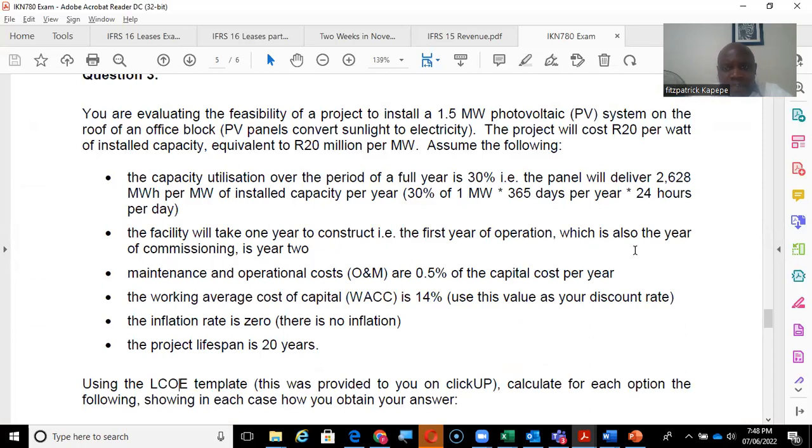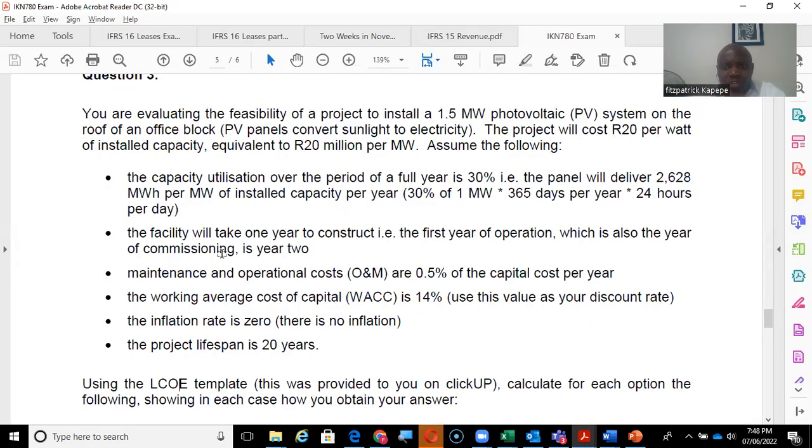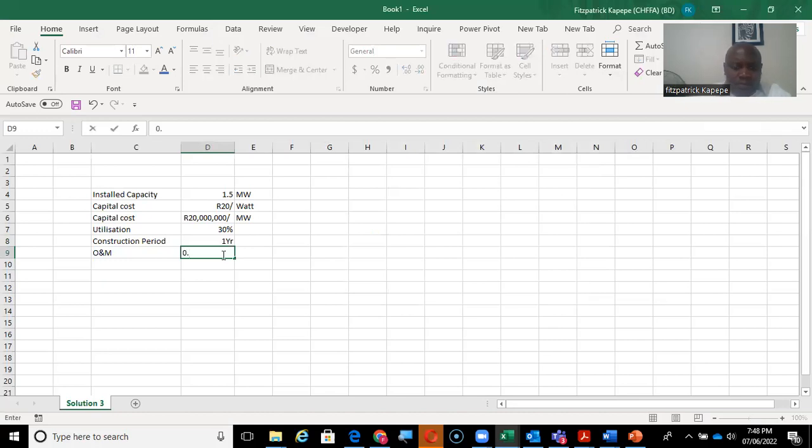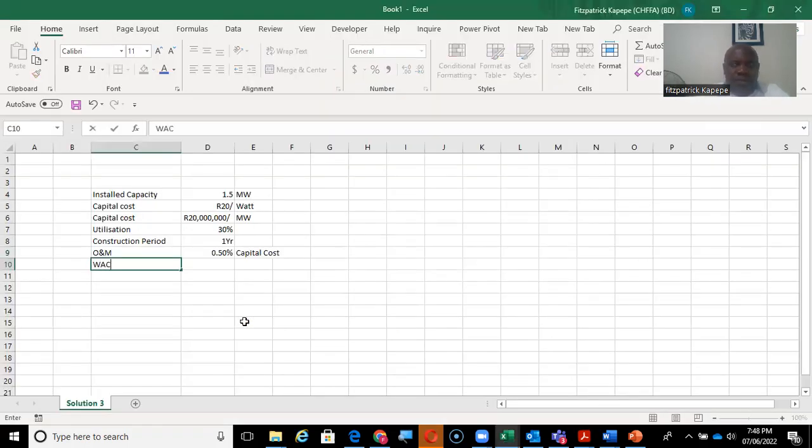The facility takes 1 year. The first year of operation is also the year of commissioning, which is year 2. Maintenance and operational costs are 0.5. So O&M, which is 0.5% of the capital cost. We have the WACC, which is 14%.